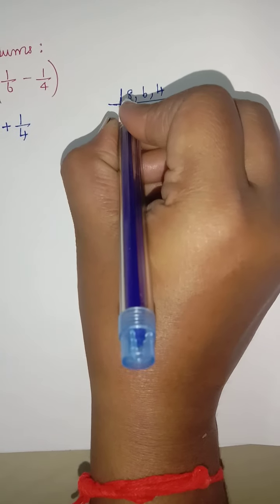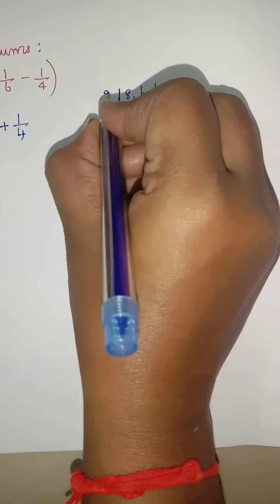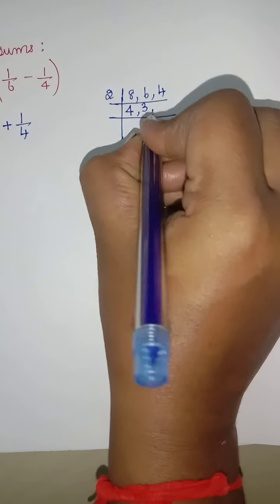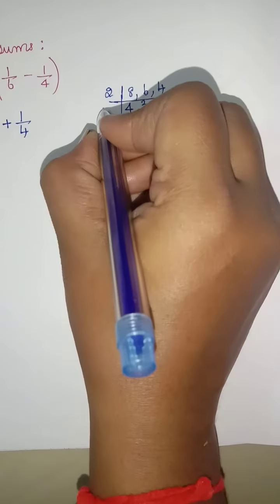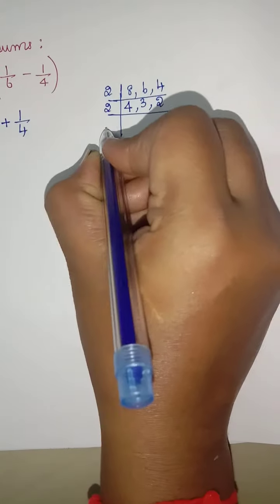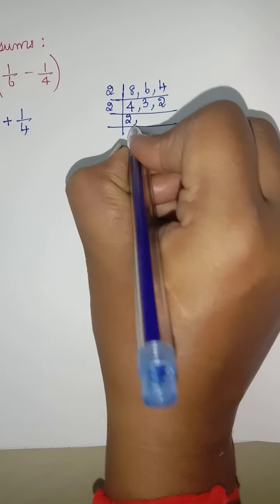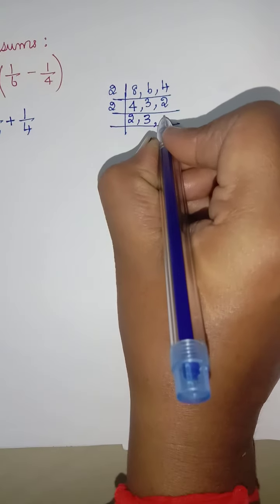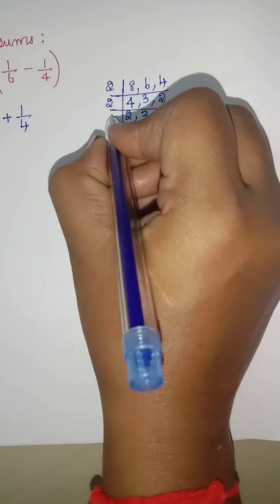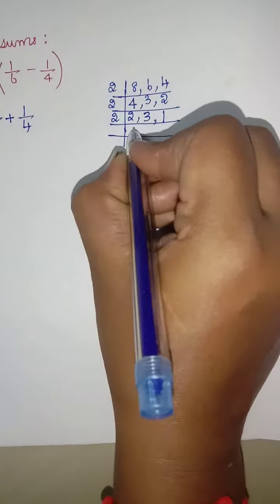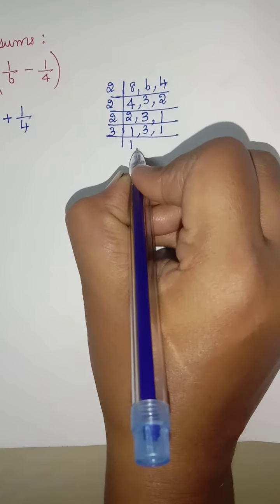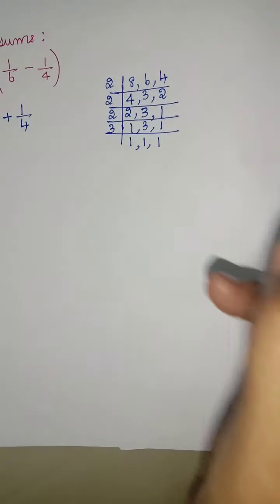So here all the numbers will come in the 2 table. So 2 table 4 times, here 3 times, then 2 times. Again 2 table I am taking. Then again 2 times. Then here 3 will not come in the 2 table. So 3. Then again here 1 times. Then again 2 table. This is 1 times, 3 times, then 1. Then 3 table, 1 times and 1.